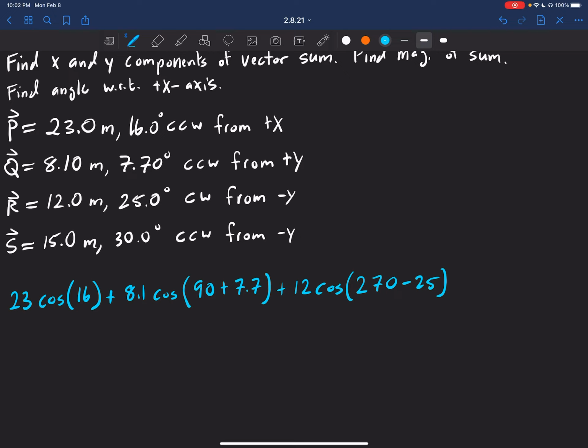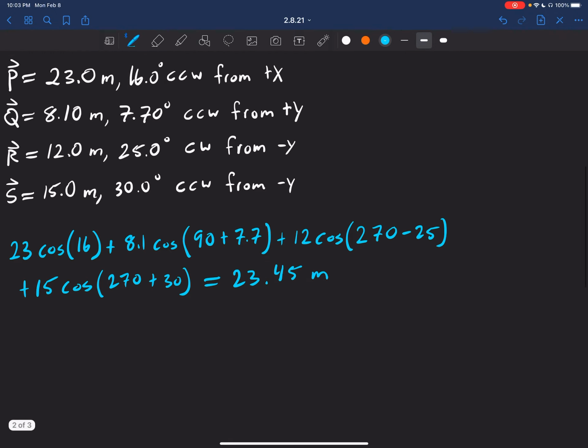And then the last one will be, I'll write it down here, plus from vector s, 15 times the cosine of 30 degrees counterclockwise from minus y. So that's going to be 270 plus 30 degrees. And that should give us the sum of the x components as 23.45-ish meters.